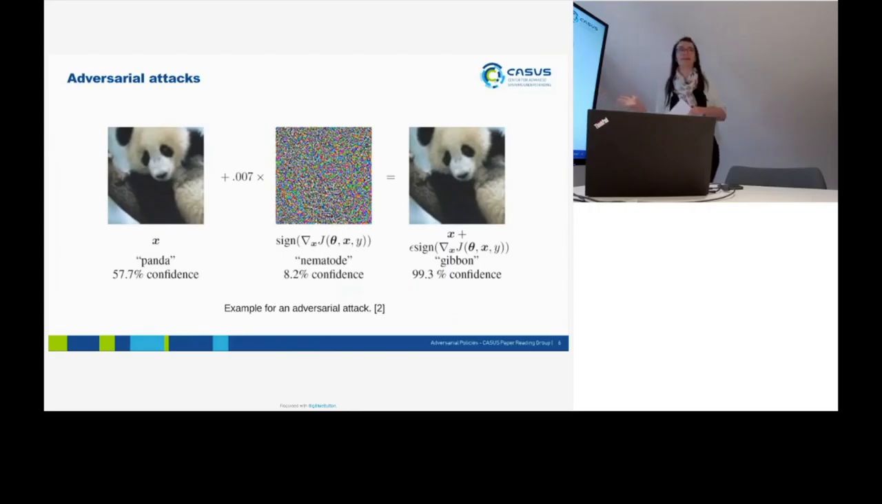And now our net classifies our pretty panda to be a gibbon, which is something completely different. And humans can determine if the picture is altered or not. But still, this attack works. And there's another paper, but this is not the time to delve into it.